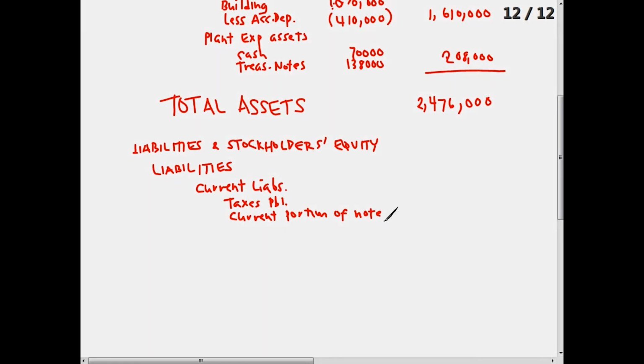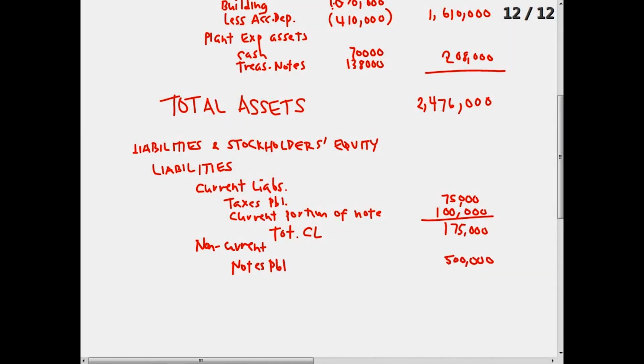So what is my taxes payable? And my current portion of the note. So total current liabilities. What are my long-term liabilities? Okay, so the rest of the notes payable. 500. Anything else?